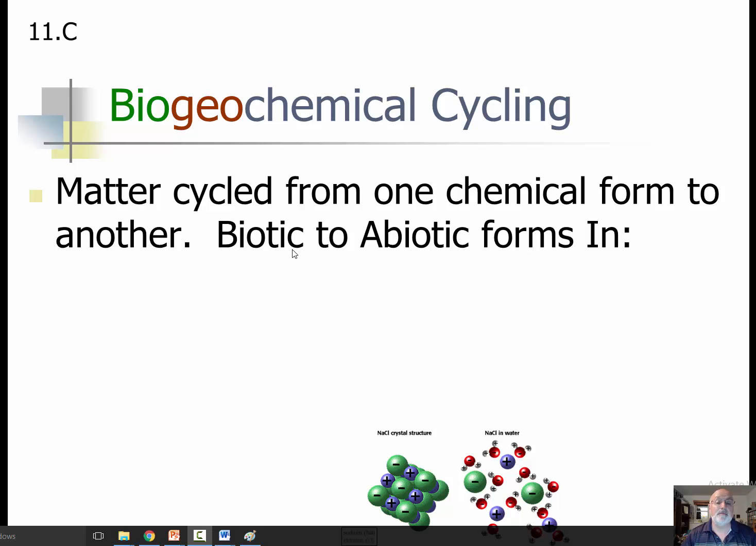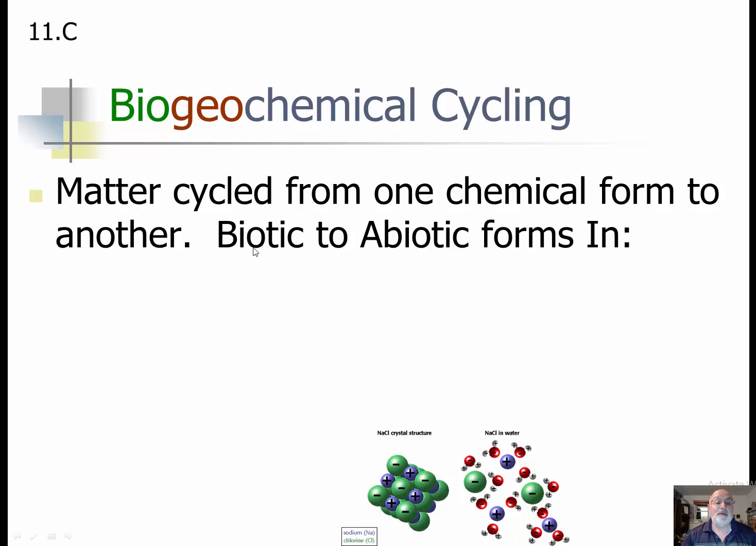So matter is cycled from one chemical form to another. It's going to go from biotic areas to abiotic. I guess it probably started abiotic and went to biotic. But whether we're talking about CHNOPS, where we talk about carbon, remember carbon has four valence electrons, making it easily bonded to other things, including itself. Hydrogen has one valence electron, being able to bond with carbon.